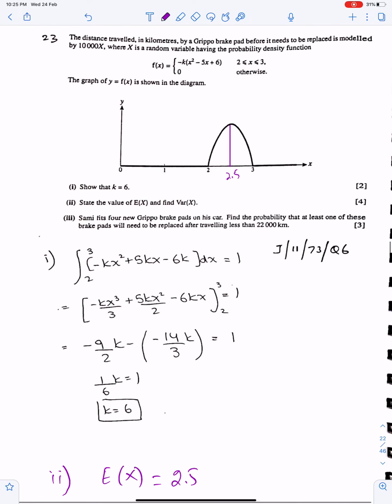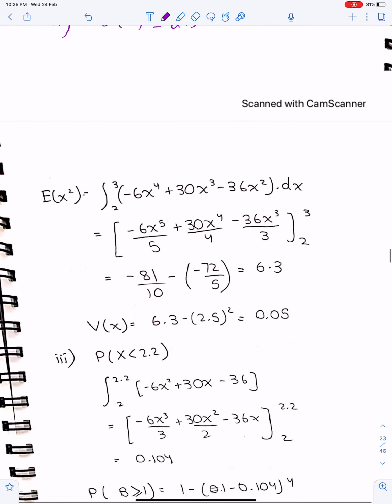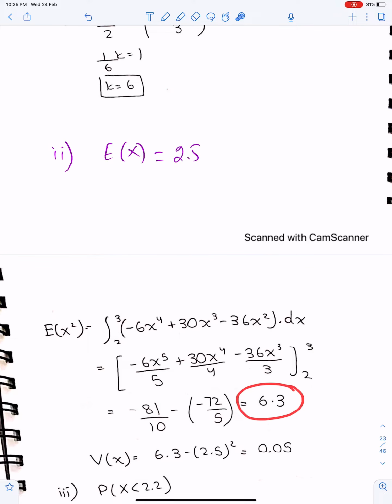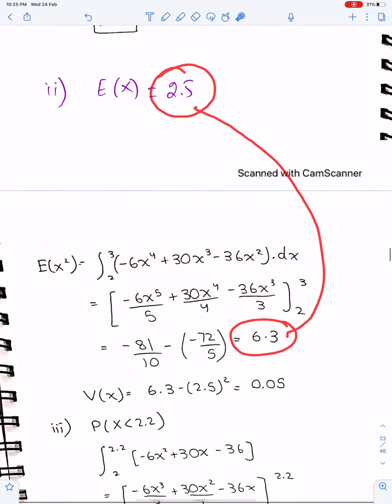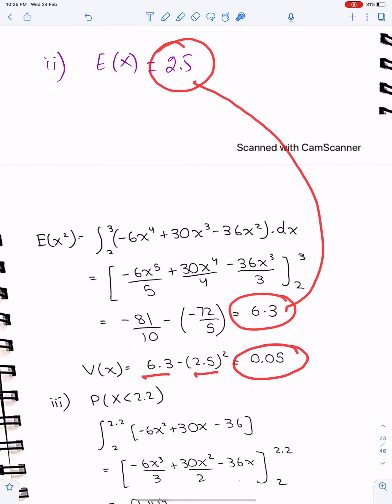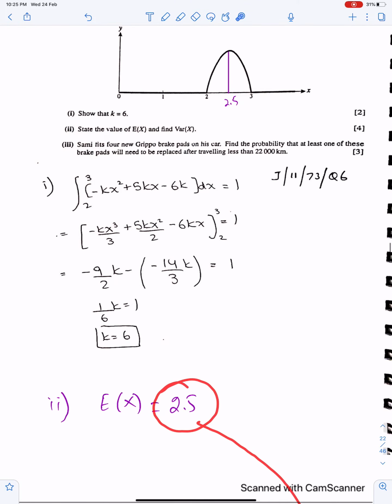Now the next part is variance. Variance is simple. For variance, we must have E(x²). So this is E(x²), and the formula of variance is this number minus the square of this number. This is the formula of variance: 6.3 minus the square of the mean. Here is the variance. Next part.